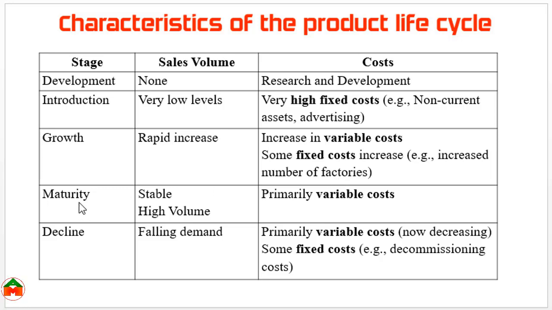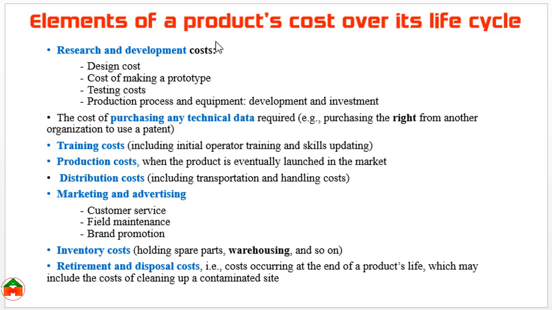And in the maturity stage of the product life cycle, the sales volume is stable and high sales volume. And in case of cost, we can see primarily there are variable cost. And in the decline stage, our sales volume fall because there is a falling demand. And in case of cost, we can see primarily variable cost, but the variable cost will decrease, and there are some fixed costs such as decommissioning cost.